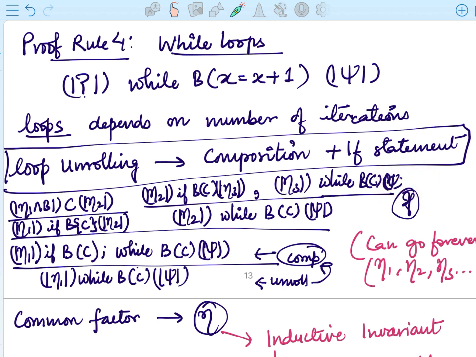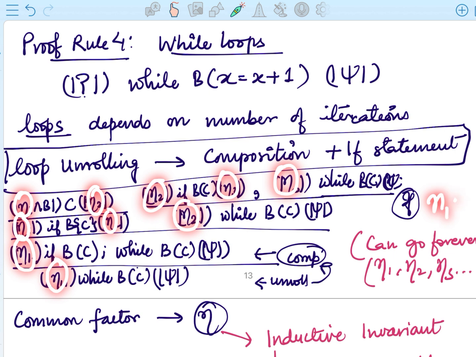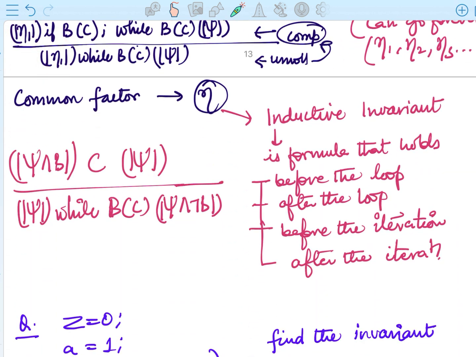So what you do is unroll composition, if, while, separate. Again if, while, separate. Do you see what you see here? What is common? There's the eta term common everywhere. So this is N1, N2, N3, N4 and so on until Ni. This is common. What is this called? This is the common factor. Irrespective of how many times we are running the loop, this is the common factor. And this is called an inductive invariant. What is it called? Inductive invariant.